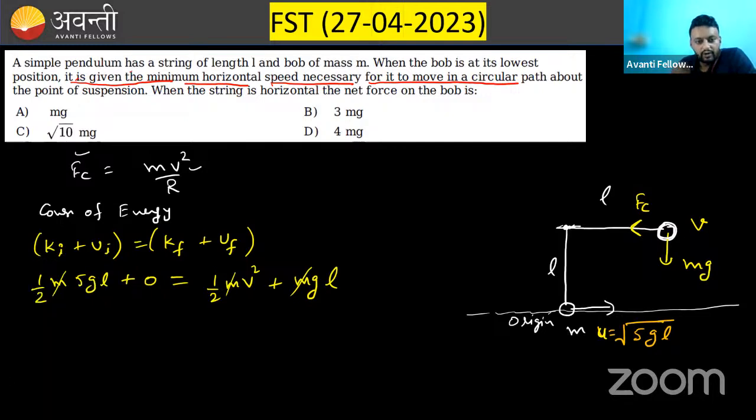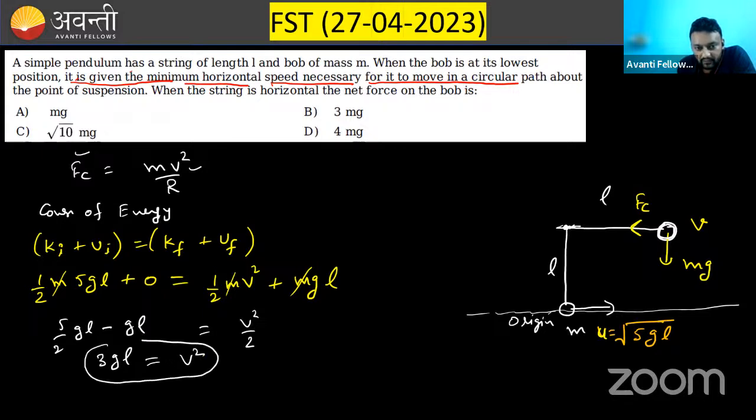Clear? Now you need to calculate it. It will be v square by 2 remaining here, equal to 5 by 2 gL minus gL. You can see the equation. Now it is 5 by 2, 5 minus 2, that is 3gL, and this 2 and this 2 will be cancelled, equal to V square. So now we know the velocity is root 3gL.